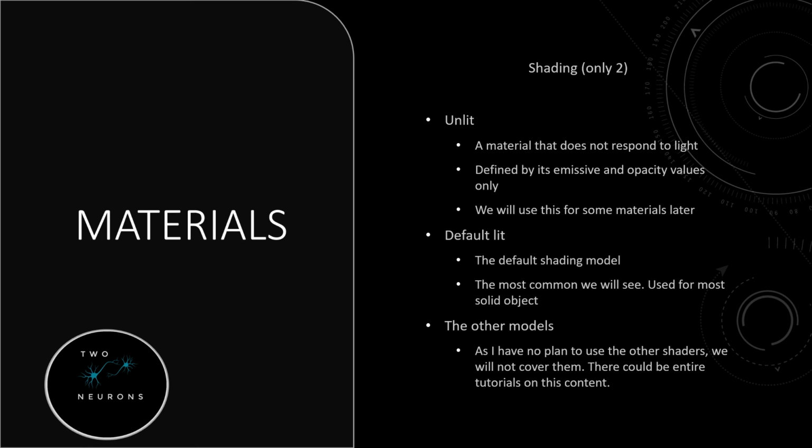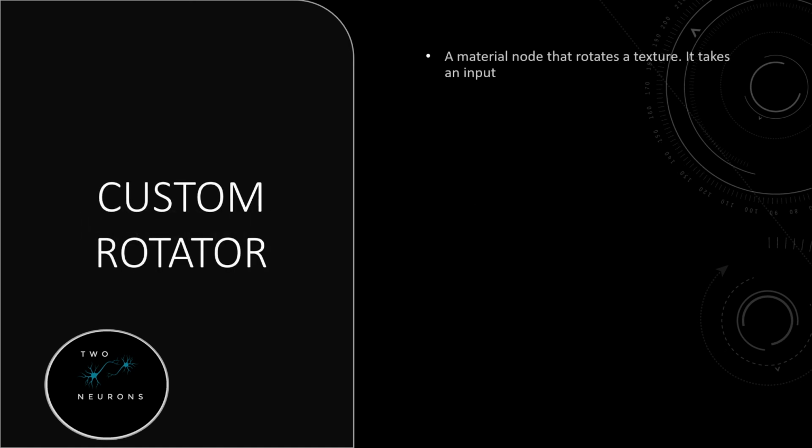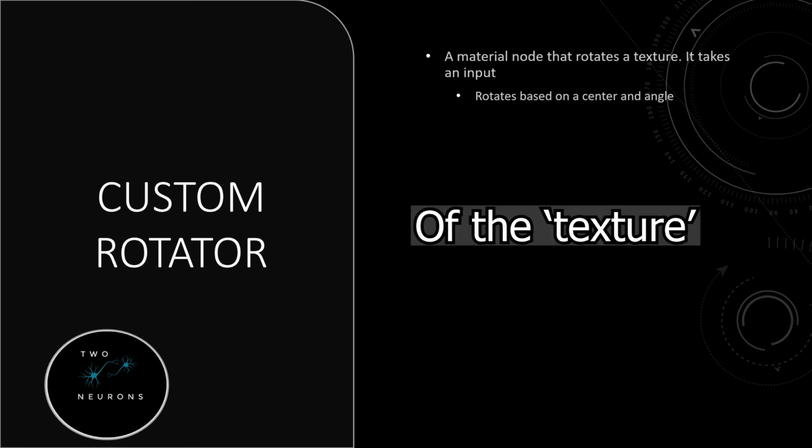And finally, let's talk about one node we're going to use today that I don't see used often, which is custom rotator. So you have multiple types of rotator nodes in materials. Typically, the main rotator works on rotating from the center. Now, I'm going to confuse you in just a moment because it says up there that a custom rotator is a material node that rotates a texture. It takes an input and it rotates that input based on the center and angle. Right. Didn't I just say a normal rotator does it based on a center and angle? Well, when I say a normal rotator does it based on center, I mean the center of the image.